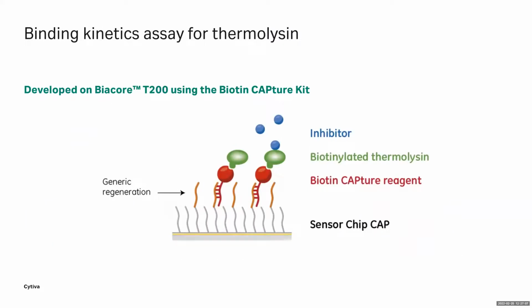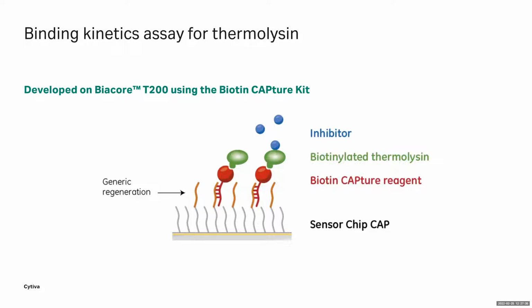In this particular example, we're going to use our biotin capture kit. We've got biotinylated thermolysin. We do have streptavidin and neutravidin coated chips as well. The drawback with those chips is once biotin is captured by streptavidin or neutravidin, it's effectively irreversible. It's as if we have made a covalent bond. Anything that we do to disrupt that bond denatures the streptavidin, so we can't recapture thermolysin.